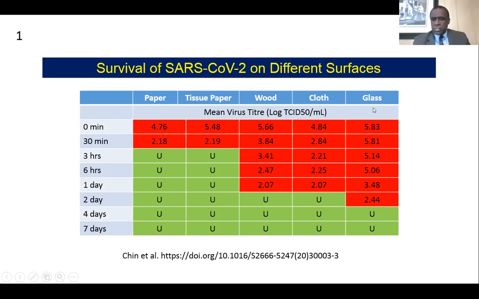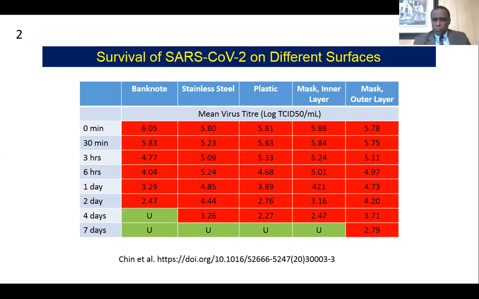But then glass, it was longer. Glass was out to 4 days. Again, giving you an idea of how long the virus might survive on glass material within the home, environment, school, or work. But let's go further. Let's look at, this is a fun one, paper money. 4 days. Stainless steel was out to a week.